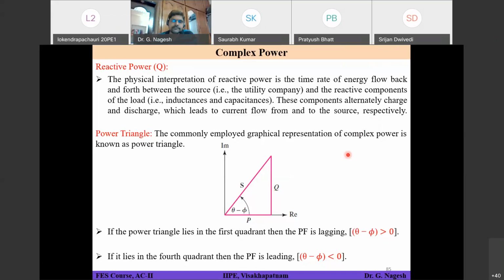Anyone has doubt in this? This is the physical meaning. You have calculated mathematically and represented Q has some value, which is V effective into I effective into sine of theta minus phi. What is the physical meaning? It is the power which is flowing from source to load and load to source. If a reactive element is present in your circuit, then only this will have some magnitude. Is it clear?